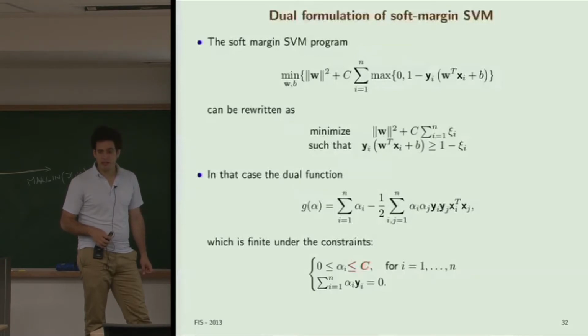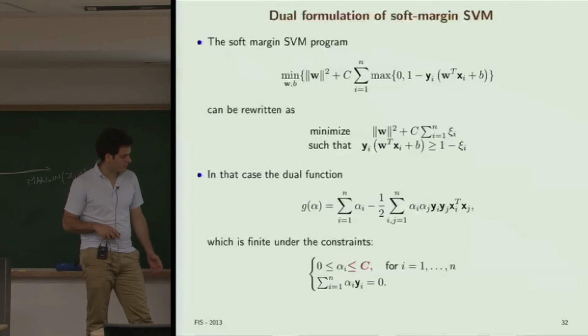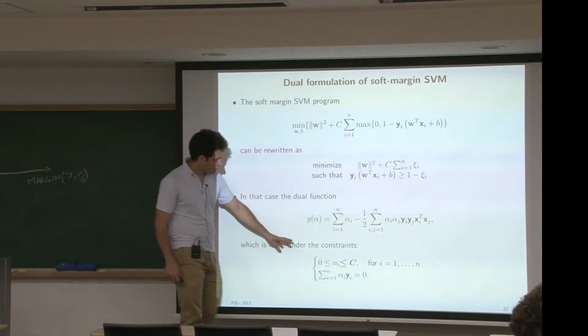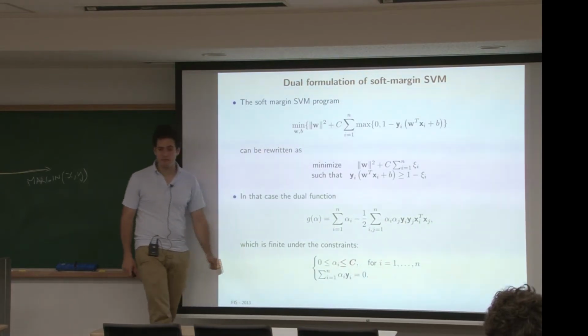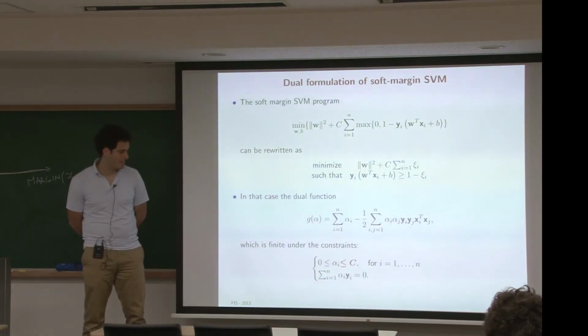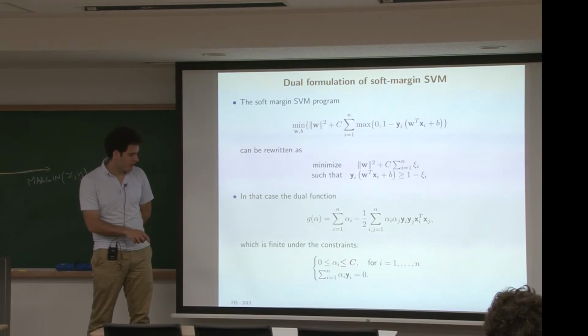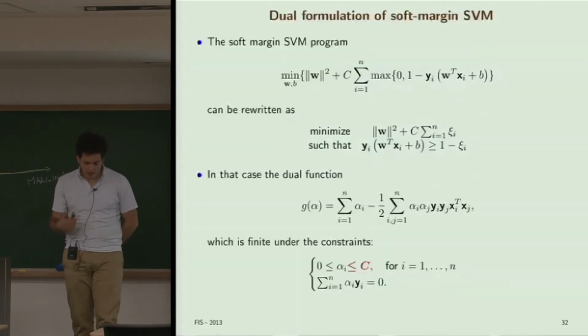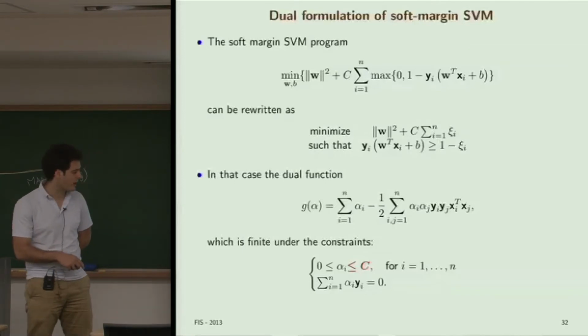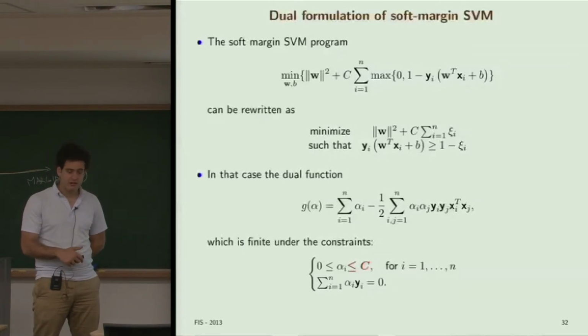But in the end, what you will get, there's a slight difference between this dual and the previous dual, which is that there's a constraint which appears on alpha i, which is that alpha i is smaller than C. Okay? So it's the same form from G alpha, except that now we need as a constraint not only that alpha i's are non-negative, but also that alpha i's are smaller than C.